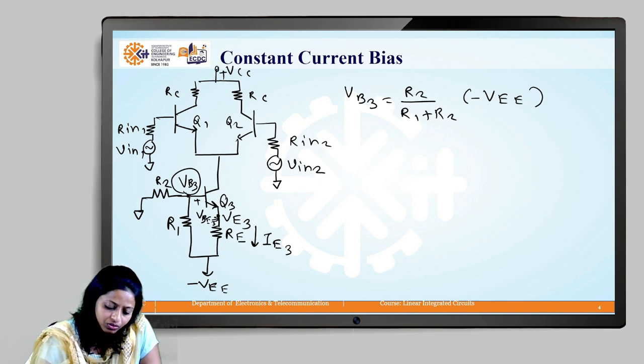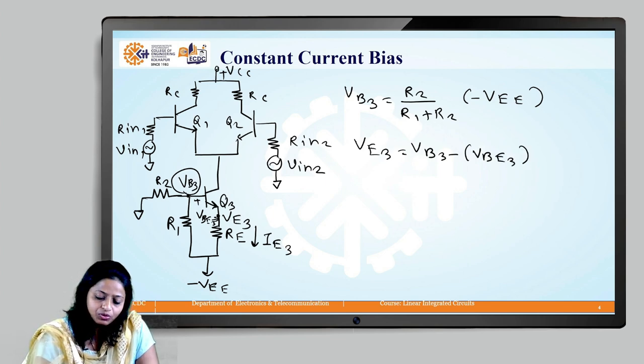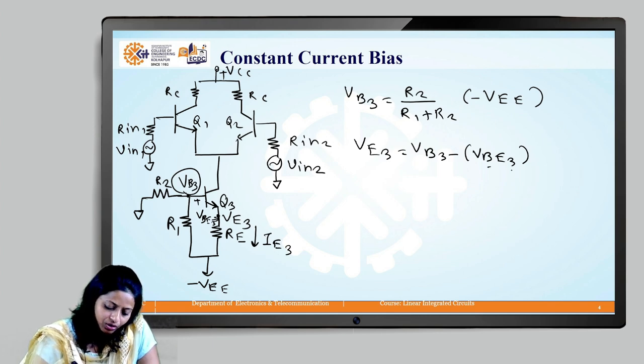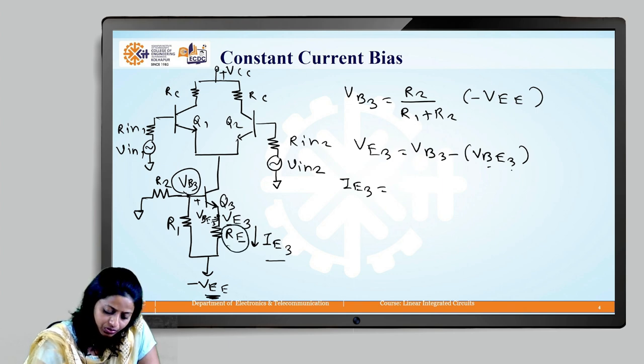Now VE3 is nothing but VB3 minus VBE3, because we know that VBE3 is nothing but VB3 minus VE3. Therefore, VE3 is equal to VB3 minus VBE3. Now, what we want to determine is current IE3. IE3 is nothing but VE3 minus minus of VEE, divided by the resistance RE.